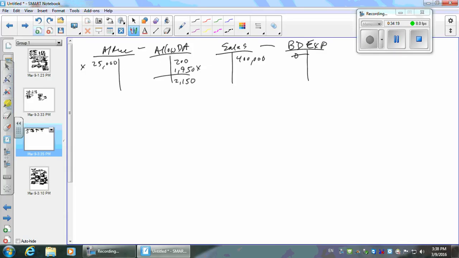And a whole bunch of people put 2,150 in there. Don't do it. Or they put in 2,350, which would make it 2,550. Not going to work, right? So I'm going to credit allowance for doubtful accounts for A. Credit the allowance for doubtful accounts, just to make it be what I want it to be, 1,950.